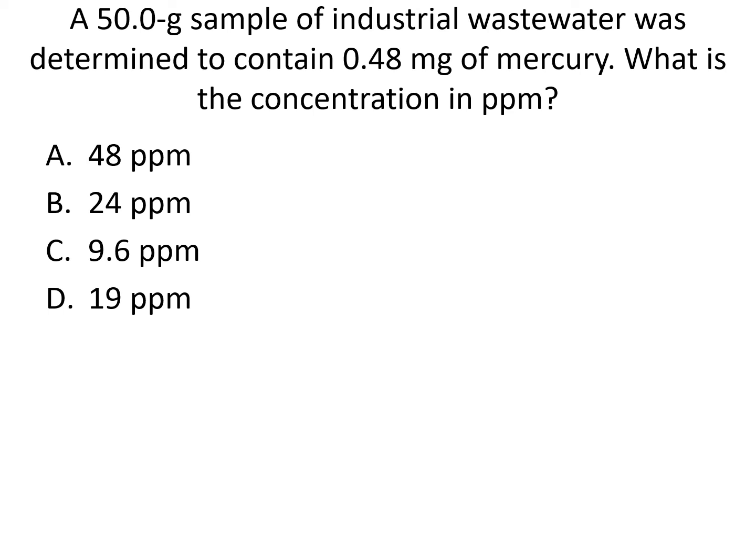A 50.0 gram sample of industrial wastewater was determined to contain 0.48 milligrams of mercury. What is the concentration in parts per million? Is it A, 48 parts per million, B, 24 parts per million, C, 9.6 parts per million, or D, 19 parts per million?